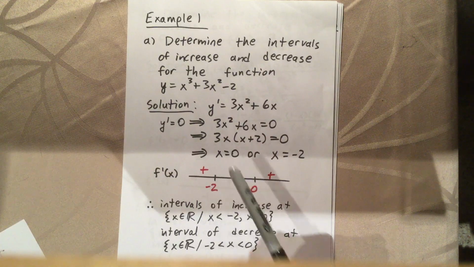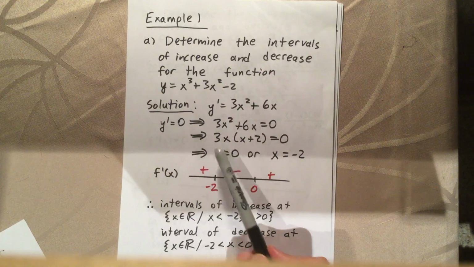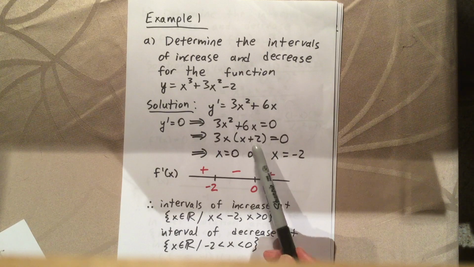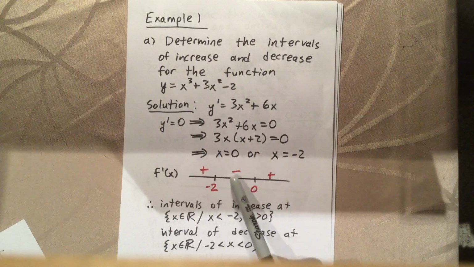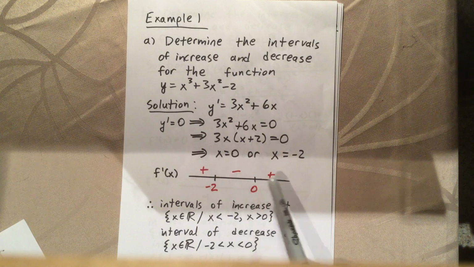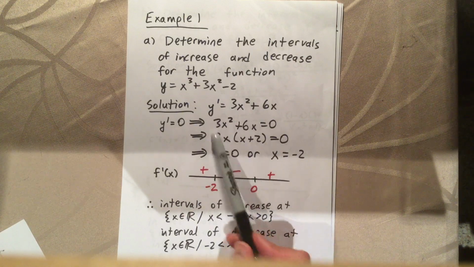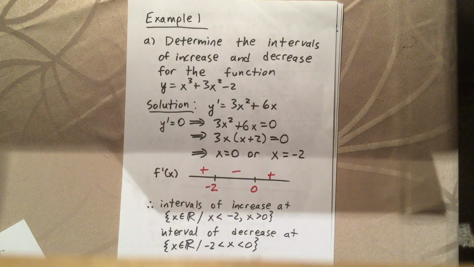When x is a number in between negative 2 and 0, this factor is negative, this factor here is positive. And that makes the overall product of those two factors negative. And finally, when x is greater than 0, both factors are positive, making the product positive. So to the left of negative 2 or to the right of 0, the first derivative is positive. In between negative 2 and 0, the first derivative is negative.